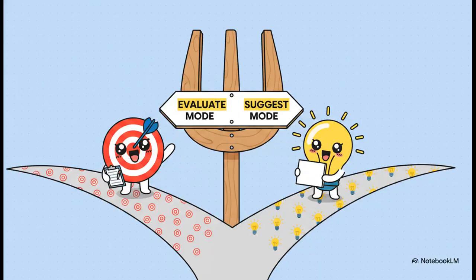From there, you hit a fork in the road and you make a choice based on your workflow for the day. On one hand, you've got evaluate mode. So if you already have a drafted lesson, drop it in. The system will actually score it part by part and give you targeted coaching notes and a full report on how well it hits your standard. On the other hand, if you're starting entirely from scratch and need some inspiration, you can jump straight into suggest mode to generate fresh ideas from the ground up.